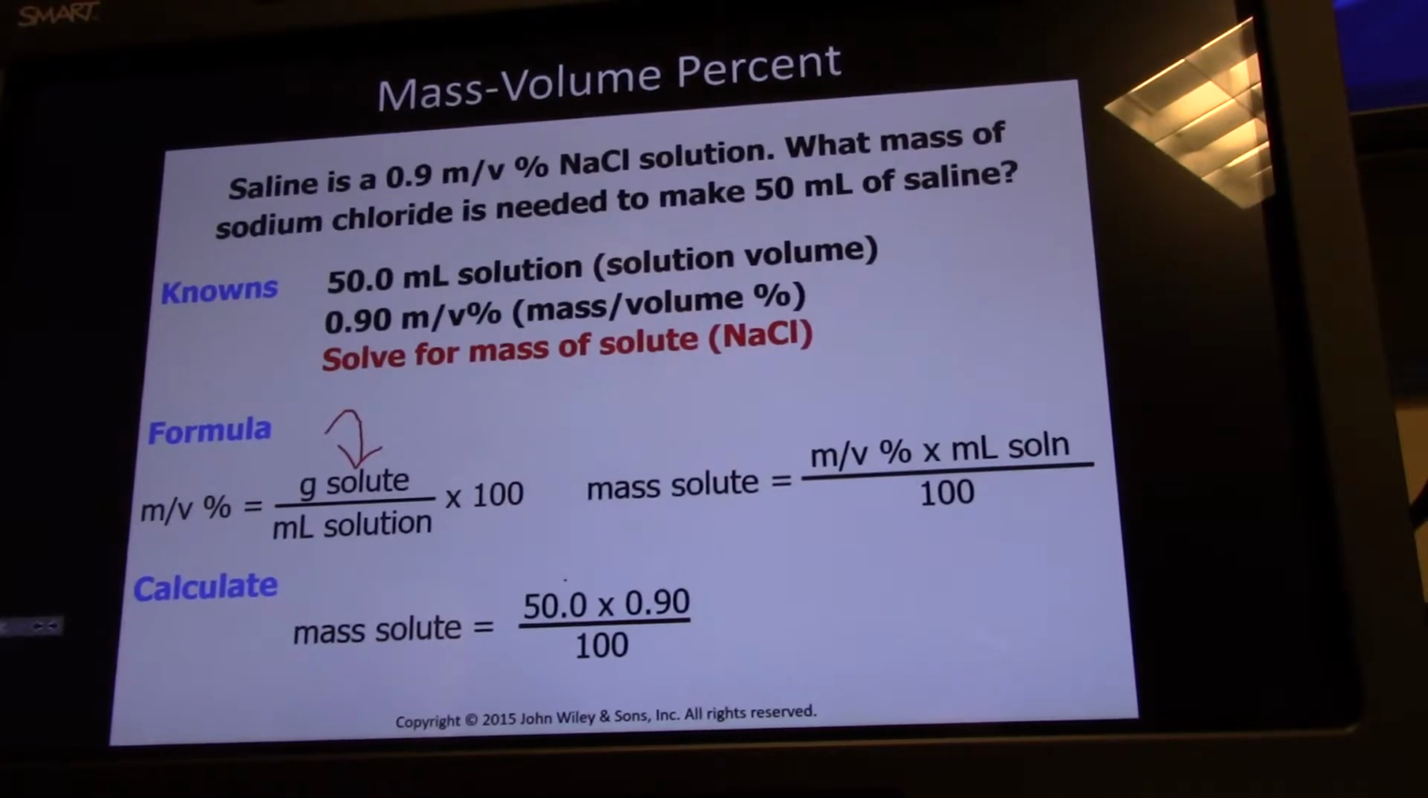So I have my 50 times my 0.9 divided by 100, because again, percents divide by 100 to get the decimal. And I need 0.45 grams of sodium chloride.